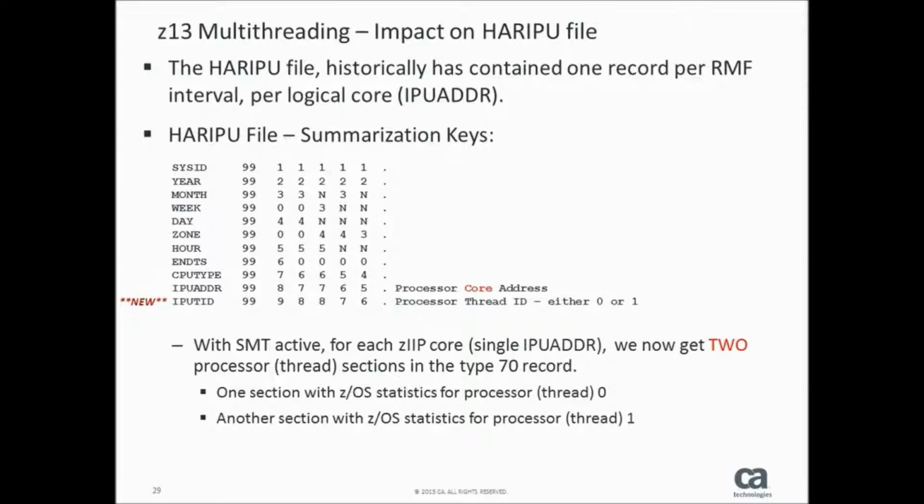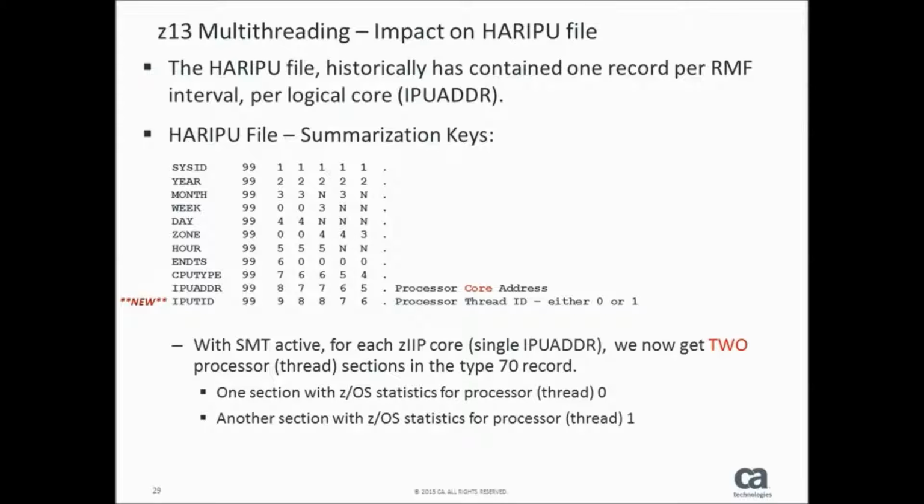And to deal with that, the cores have an IPU address. That was a summarization key, always has been, in the HARIPU file. We've relabeled that summarization key to say processor core address, and we've added a new summarization key called processor thread ID. And in MXG, this will always have a value of 0 or 1.